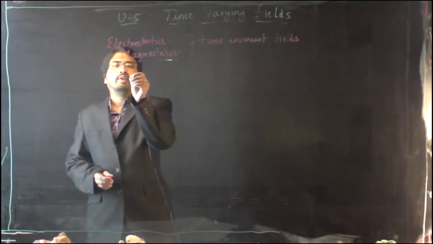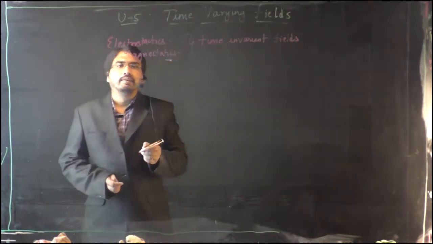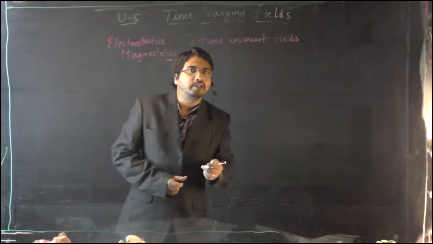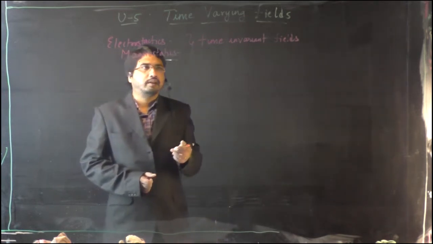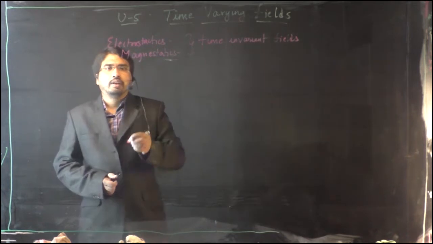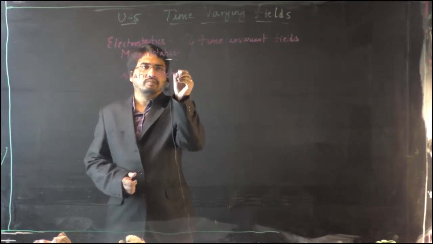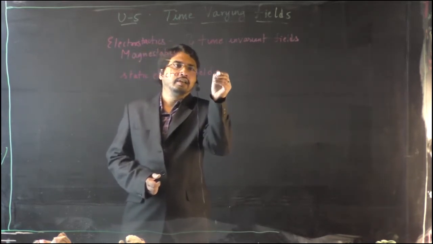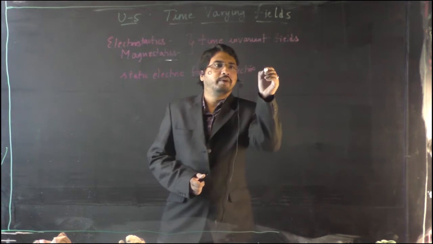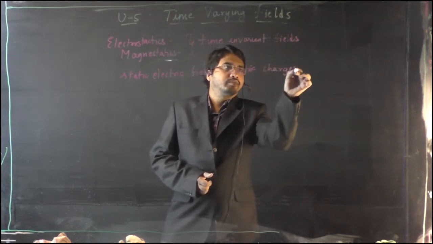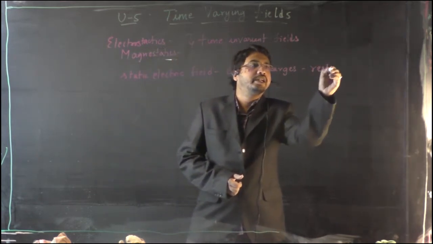But when we come to this last unit, we are dealing with time varying fields. Time varying field means that the field is produced with the current that is varying with respect to time. Suppose you take the static electric field, that is produced by electric charges which are at rest.